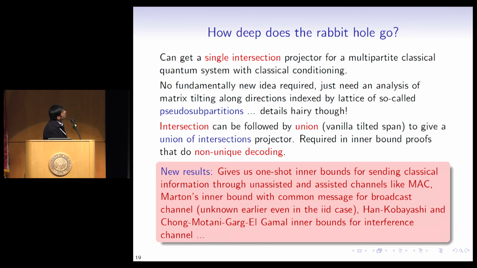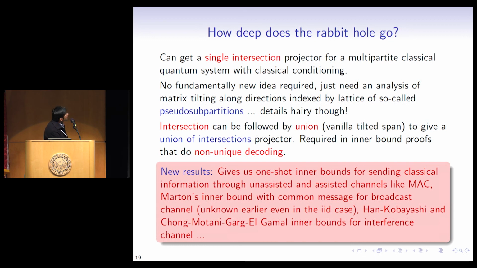Okay, so how deep can we push this idea? We have considered the idea of tilting, or unions and intersections of projectors, only for a 2 sender, 1 receiver MAC. We can do this for more than 2 classical senders and more than 1 quantum output. We can do conditioning on the classical systems with this particular idea, and everything would go through. So there is no new idea required when we increase the number of classical systems, except that we have to do matrix tilting along the directions which are indexed by a lattice of so-called pseudo subpartitions.